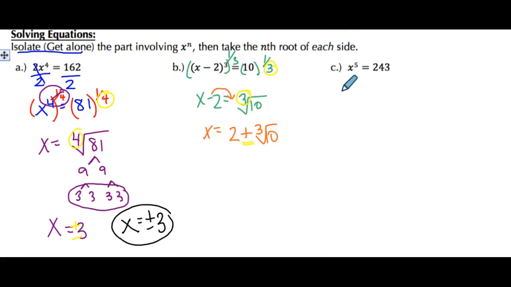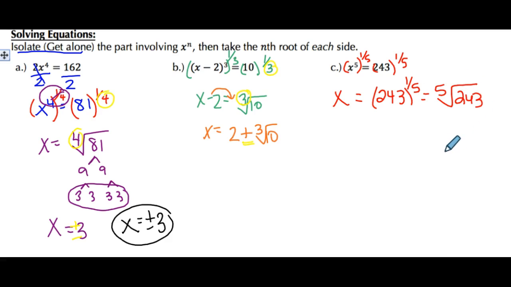In C, I also don't need to isolate. I'm just going to leave that alone. So I'm going to take the 1/5 root. So x is going to equal 243 to the 1/5 power. With this 243 to the 1/5 power, that's the same thing as the fifth root of 243. Because this is an odd root of a positive or negative number, I'm only going to get one answer and only one answer.